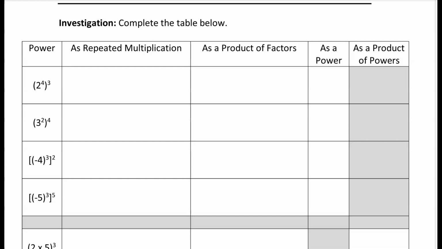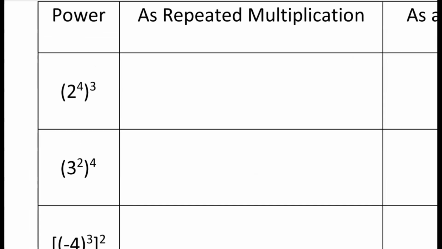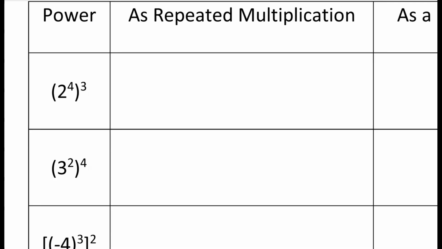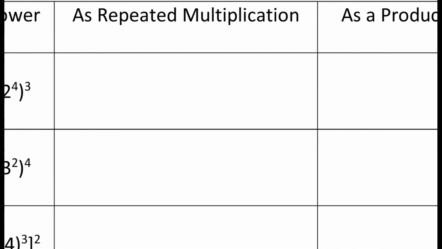For the first part here, we have 2 to the power of 4 inside brackets with a power of 3 on the outside of the bracket. So we have a power to a power. In this situation, we want to write it as repeated multiplication.